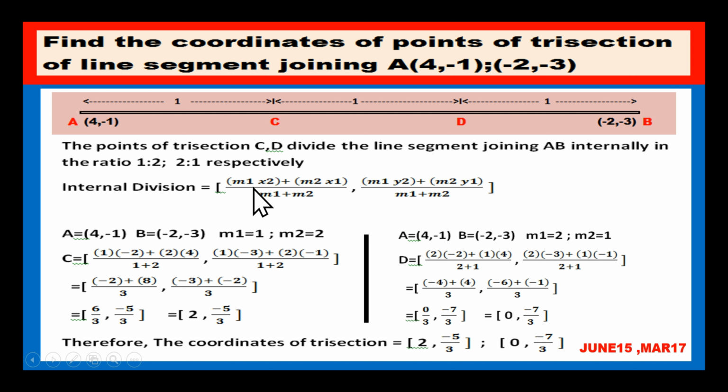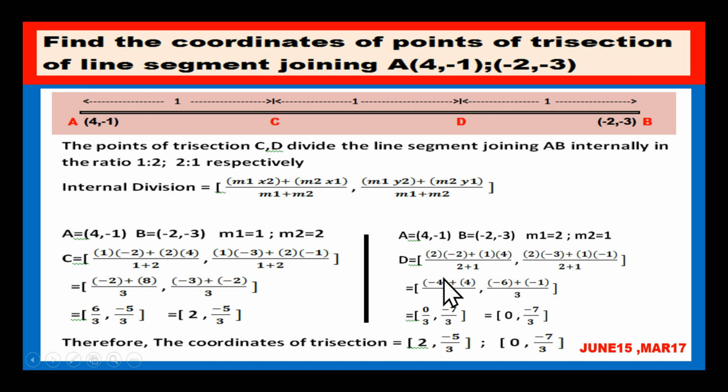Again, D is equal to m1 x2, m1 is 2 into x2 is minus 2, 2 into minus 2 plus m2 x1, m2 is 1 into x1 is 4, 1 into 4 divided by m1 plus m2, 2 plus 1. Similarly, m1 y2, m1 is 2 into y2 is minus 3, 2 into minus 3 plus m2 y1, m2 is 1 and y1 is minus 1, 1 into minus 1 divided by m1 plus m2, 2 plus 1. Now let us simplify this.